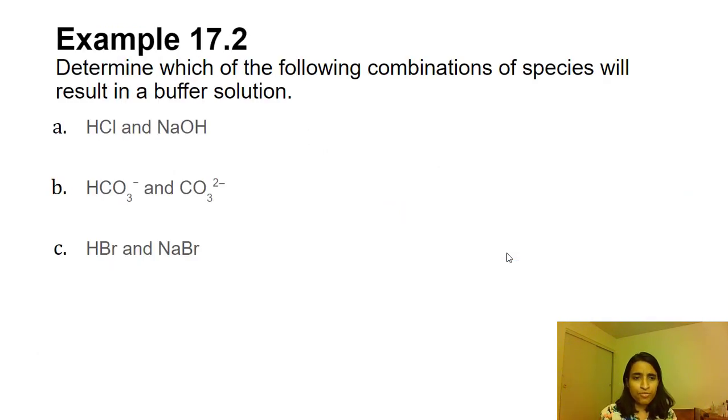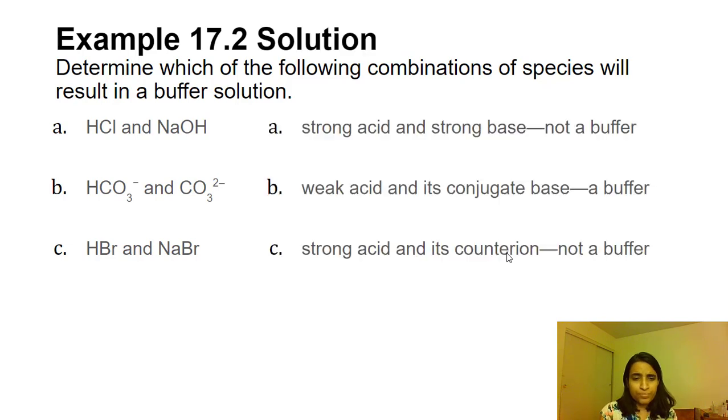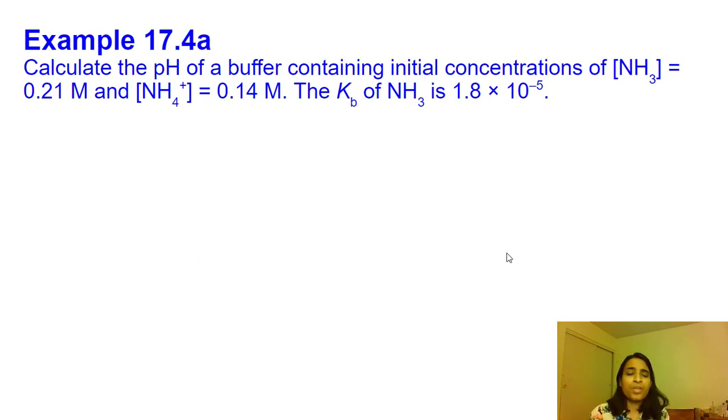Here are three different combinations of acids and bases, and you're asked to find which is a buffer. Pause for a moment as you find the answer. So this is the answer. Only B was a weak acid and its conjugate base combination. The rest were strong acids and their conjugate bases.